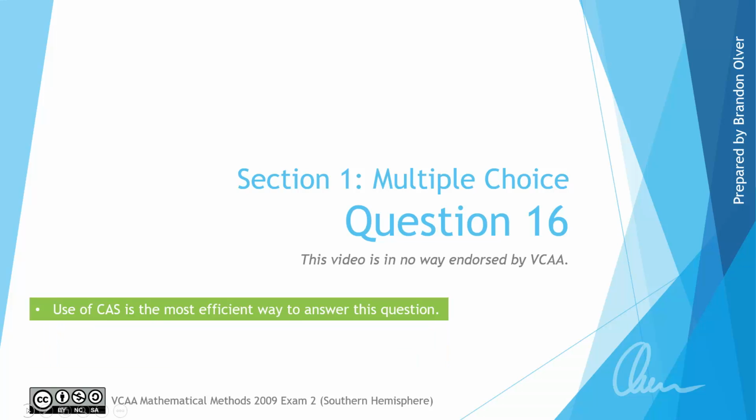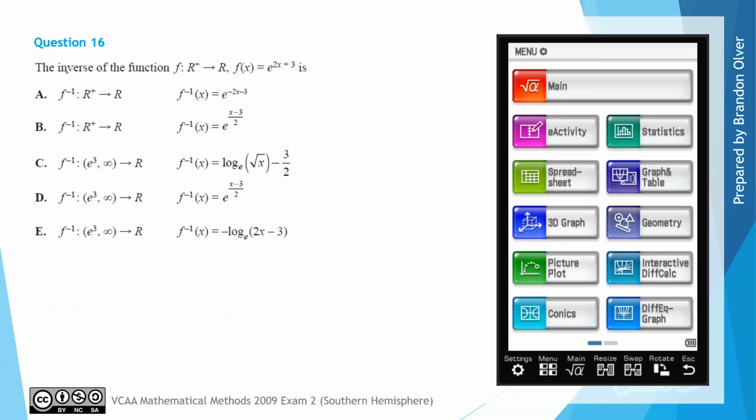Before we move on, I'd just like to point out that using a CAS calculator is an efficient way to help answer this question. For question 16, we're asked: the inverse of the function with a domain of reals positive, with a rule of f of x equals e to the power of 2x plus 3, is given by one of the following.